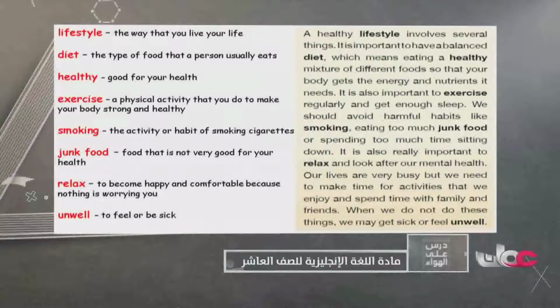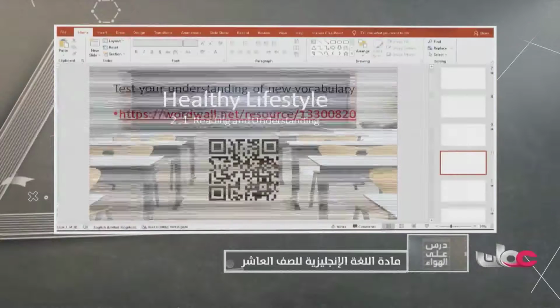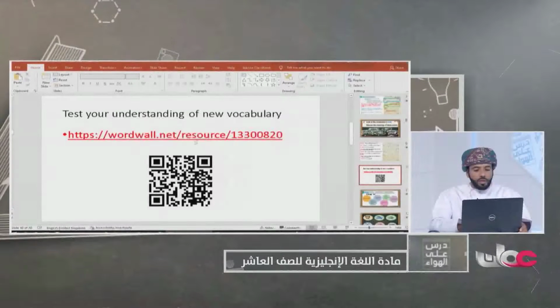Now let's read the words again. Lifestyle, diet, healthy, exercise, smoking, junk food, relax, and the last one is unwell. Now let's test your understanding of this vocabulary together. Let's play this game together. So please scan this QR code, okay? And we are going to play this game together to test your understanding of the vocabulary.